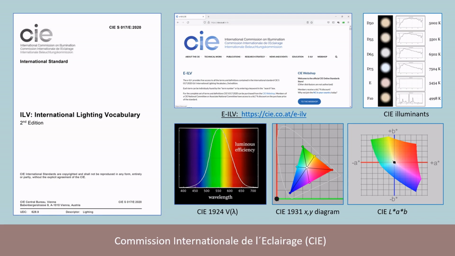The CIE International Lighting Vocabulary, first published in 1938 and revised periodically up to the current edition published in late 2020, gives definitions of nearly 1,400 terms and is by far the most comprehensive and authoritative source available on the terminology of light and colour in science and technology.